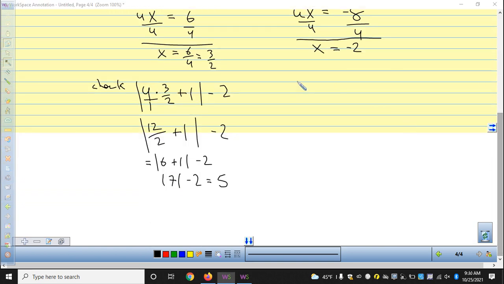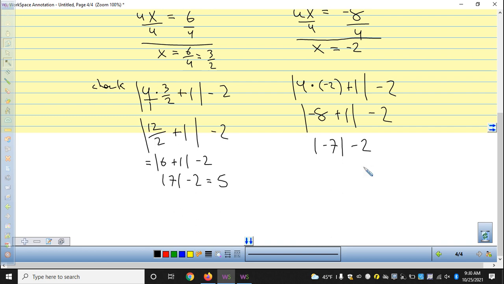I can check this answer. The absolute value of 4 times negative 2, plus 1, minus 2. 4 times negative 2 is negative 8. Plus 1, minus 2. Negative 8 plus 1 is negative 7. Absolute value of negative 7 is positive 7. Whoops. Minus 2, and I get 5. So I get the right answer for both of my solutions. Now, we don't necessarily have to check every single time we do a problem, but you can check to make sure you've done the problem correctly.